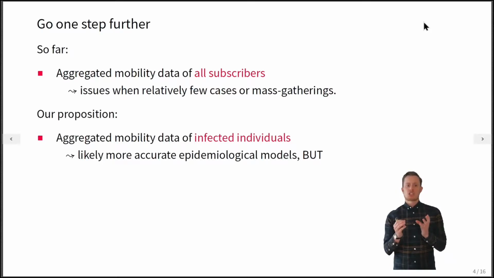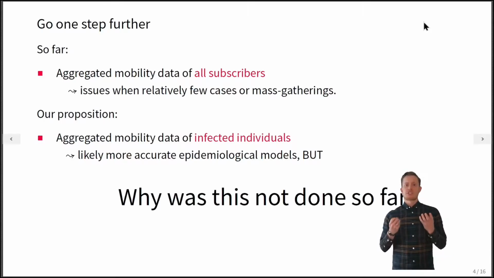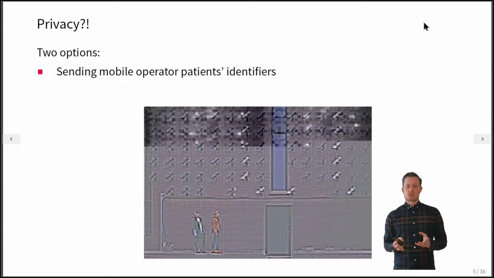Our proposition is now to close this gap. And therefore we propose to aggregate only the mobility data of infected individuals. And this should lead to a more accurate picture about the current outbreak. But this seems rather obvious to do, so why wasn't this done so far? The reason is because of privacy issues.